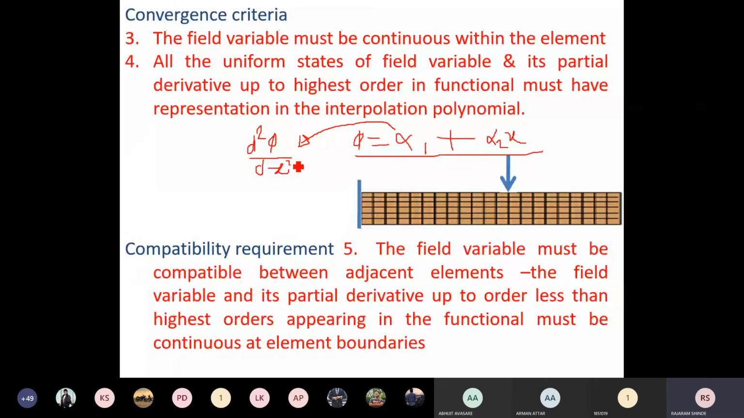Because it is a second order derivative, and this is a first order interpolation polynomial. When we differentiate this equation 2 times, you will get the 0 answer, because the derivative of alpha 2 is 0. Means it has no representation in this equation. Do you agree with this?